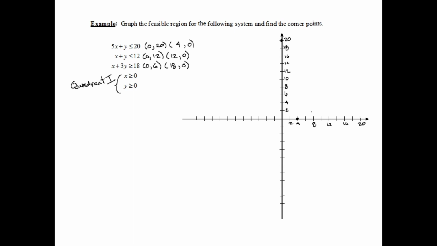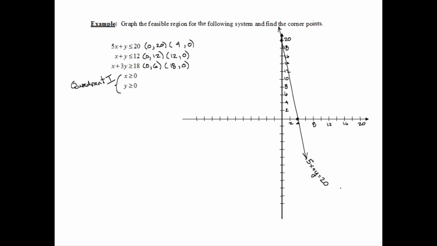So I draw a line through here. You will want to use a straight edge to make sure that your lines all intersect properly. Sometimes you can really mess yourself up by going just a little bit crooked with your line. Once you get it graphed, you want to make sure that you label it. So I'm going to label this as 5x plus y equals 20.